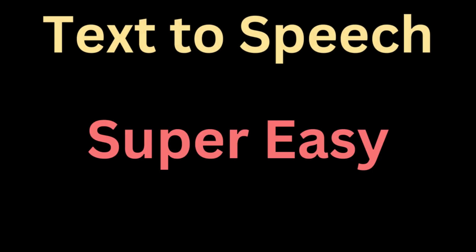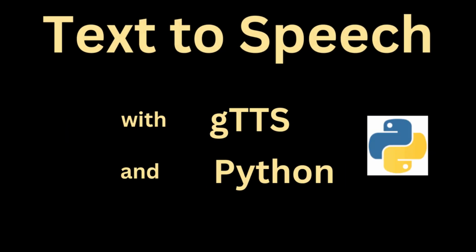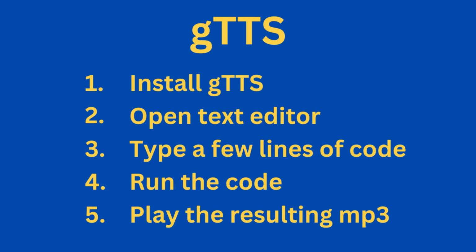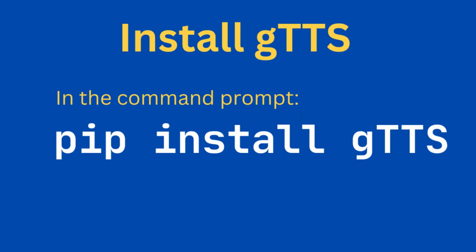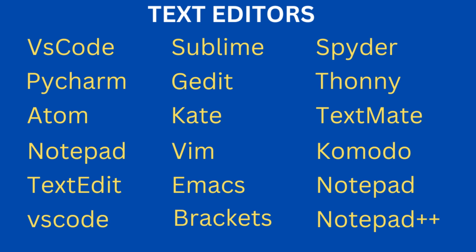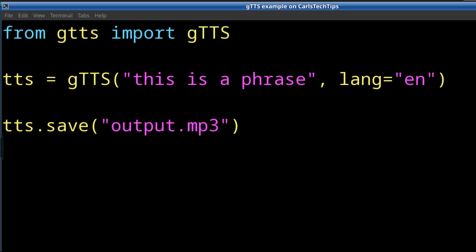How to get free text-to-speech with Python. Step 1. Install the text-to-speech module by running pip install gtts. Step 2. Open up your favorite text editor. Step 3. Type in the code you see here.